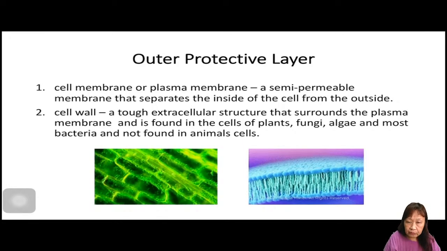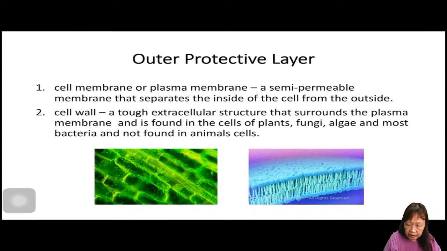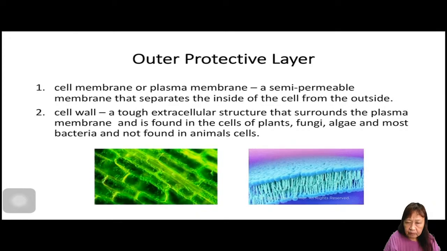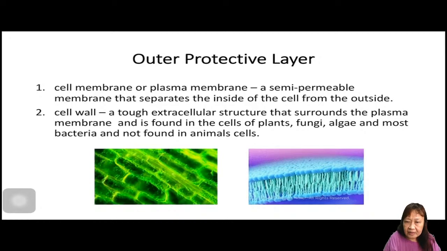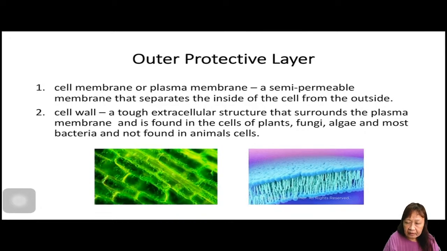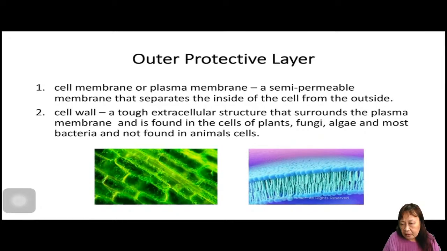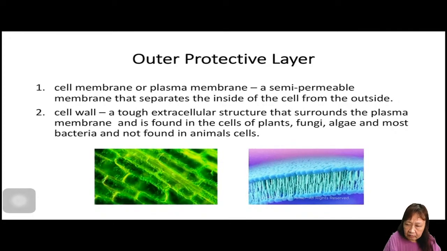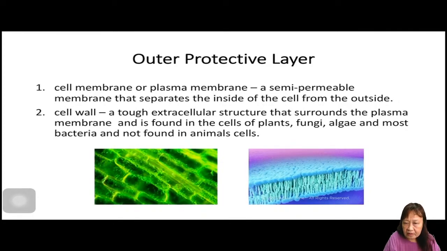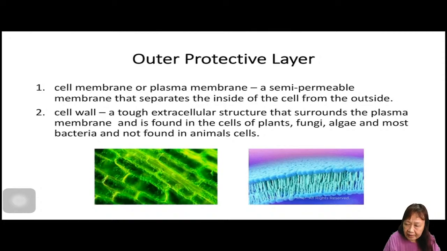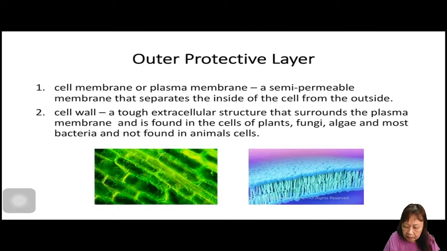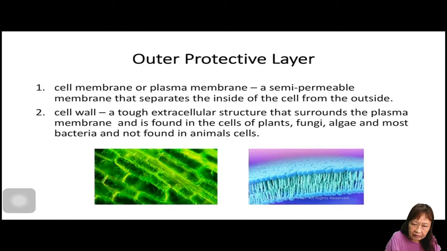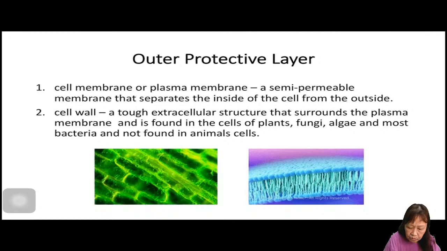Okay, it is used for respiration. And then also, another function of the plasma membrane is to release waste materials. For example, if oxygen is taken in, one of the main functions of this one is to release waste gases, like for example, carbon dioxide. Carbon dioxide can pass through the plasma membrane.